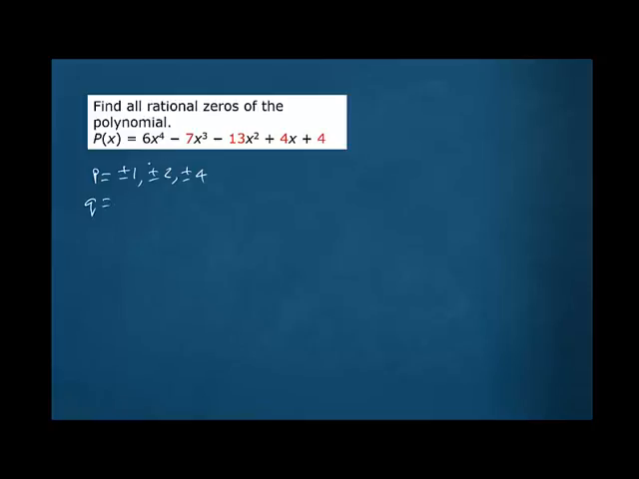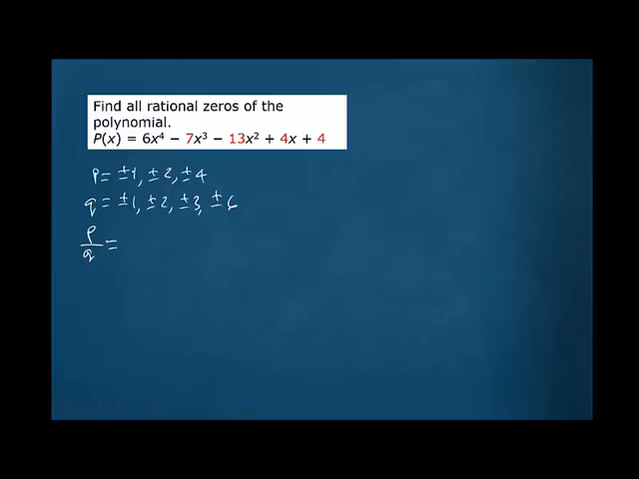Then we'll do the same thing for the leading coefficient, and we'll call those possible factors the q values. So we would have plus or minus 1, plus or minus 2, plus or minus 3, and plus or minus 6. Now, what we need to do then is construct all of the possible ratios of the p values over the q values, and those will be our possible rational roots for this polynomial.